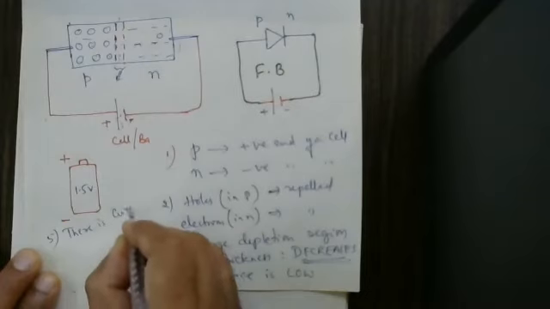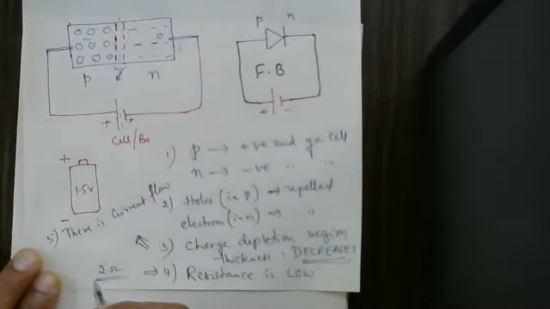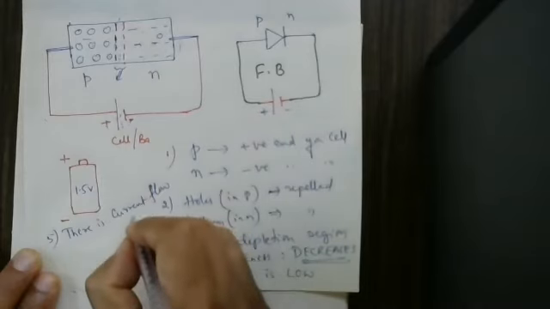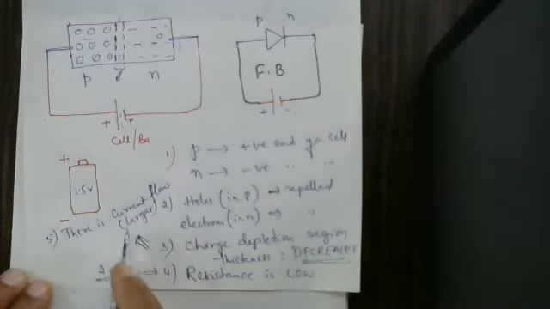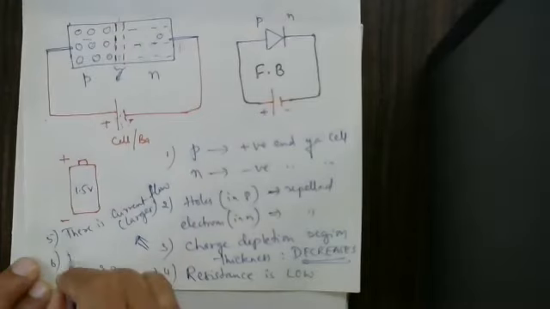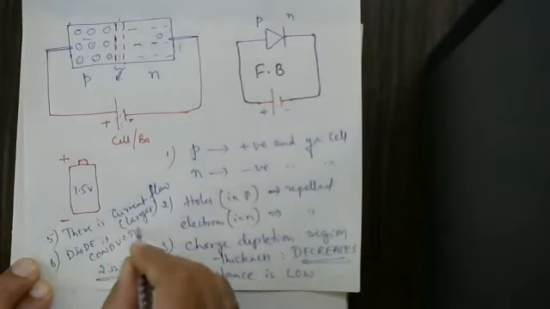There is current flow. Flow of current is present. This current flow is larger. If there is a larger current flow here, at point number 6, I can say the diode is conducting. For all practical purposes, we are going to say it is conducting.